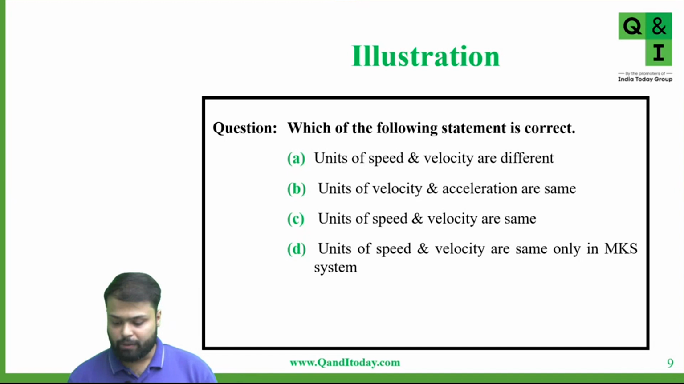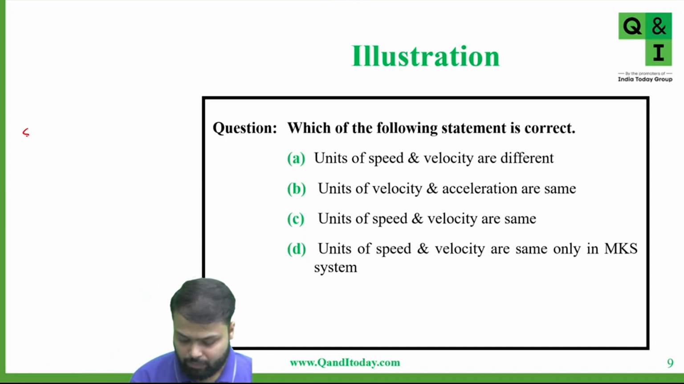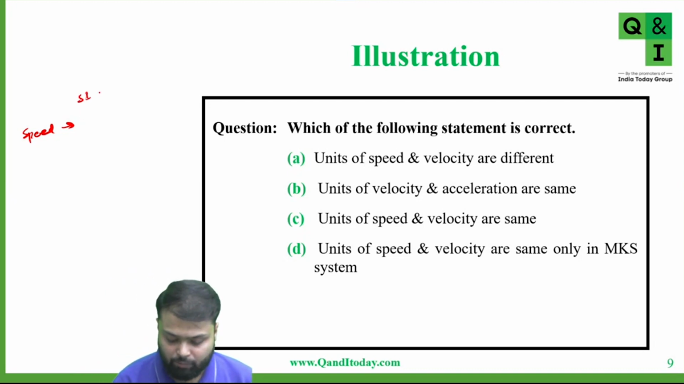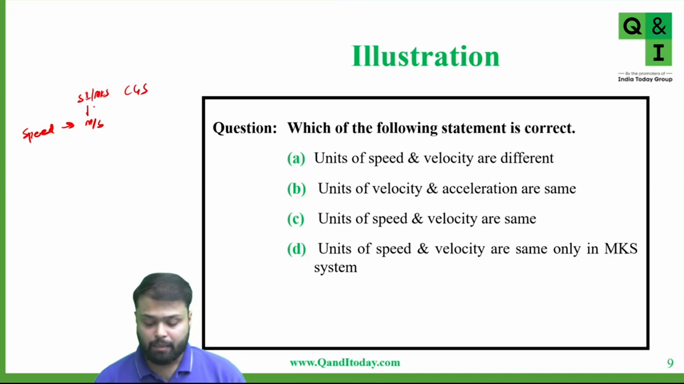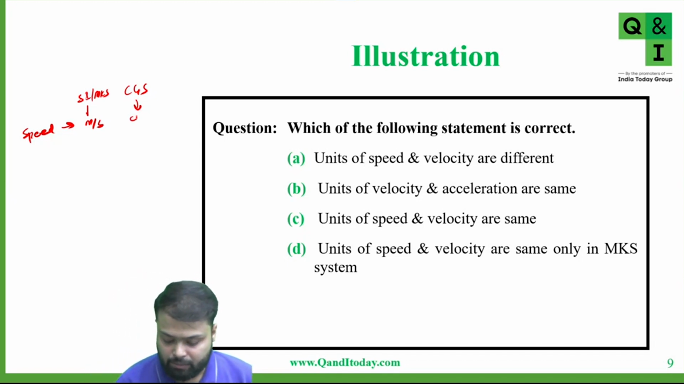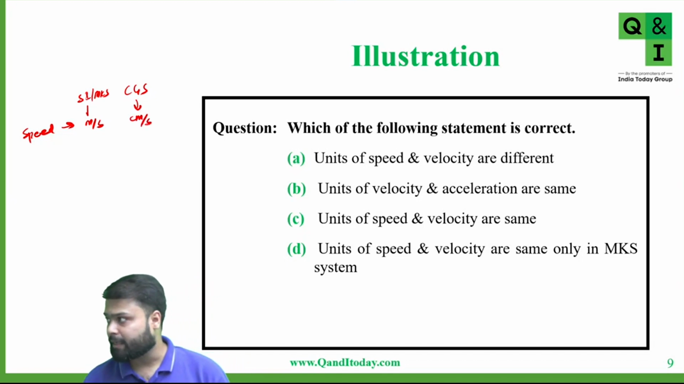Now, what is the speed? Speed is distance upon time. So unit of speed in SI system of unit is meter per second, or you can say MKS. But in CGS, length is measured in centimeter and time in second. So unit is centimeter per second.